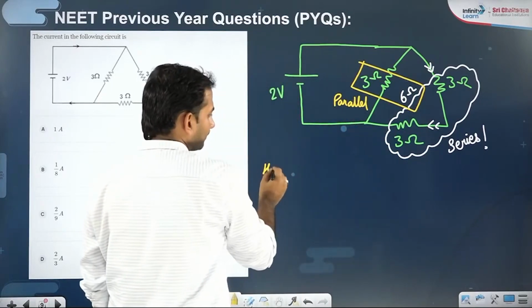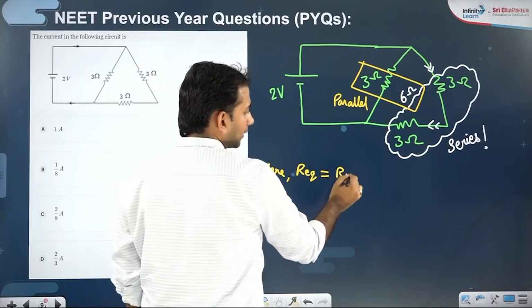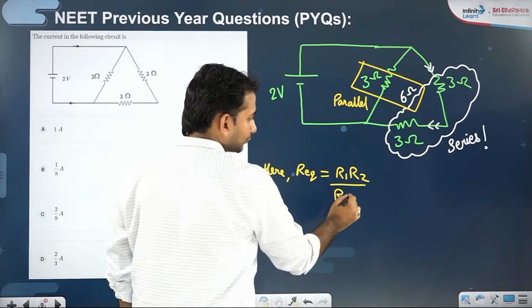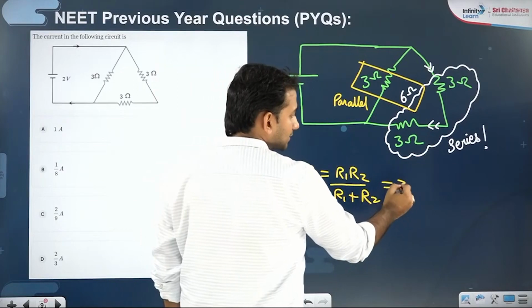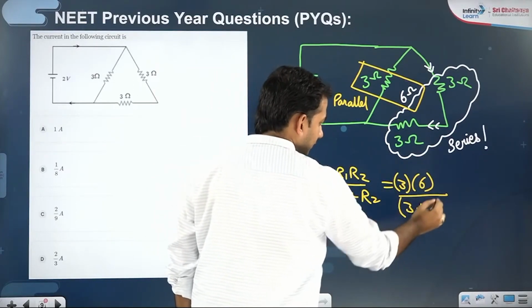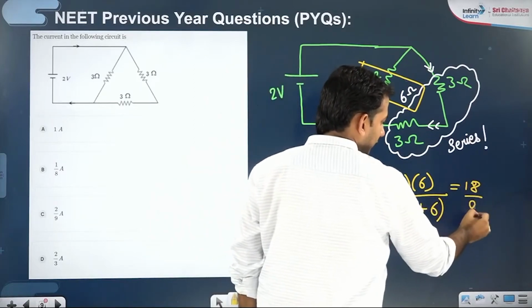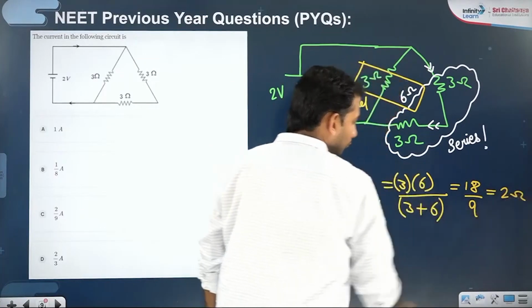So R equivalent finally will be equal to R1 R2 by R1 plus R2, that is 3 into 6 by 3 plus 6. 6 into 3 is 18, by 6 plus 3, 9. Hence the final answer is 2 ohms.